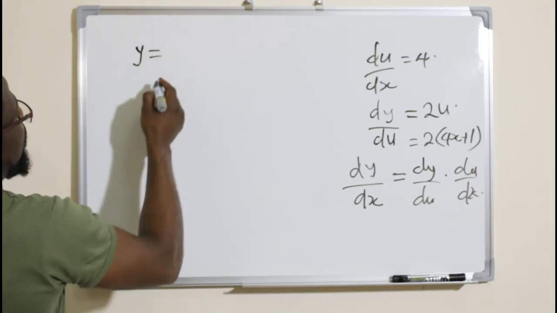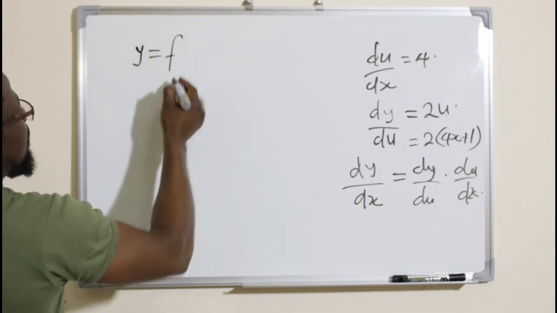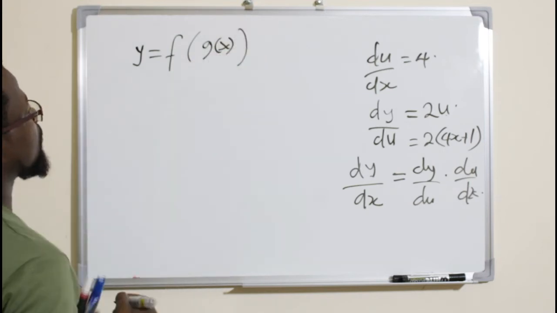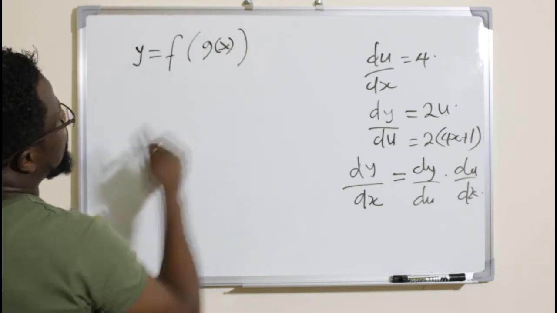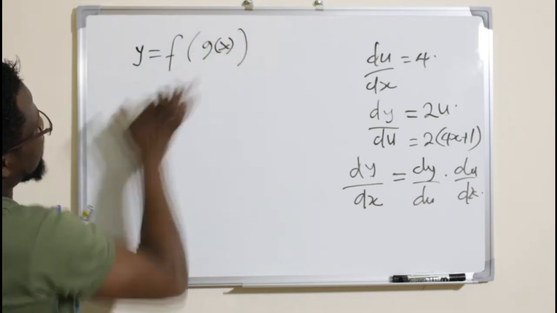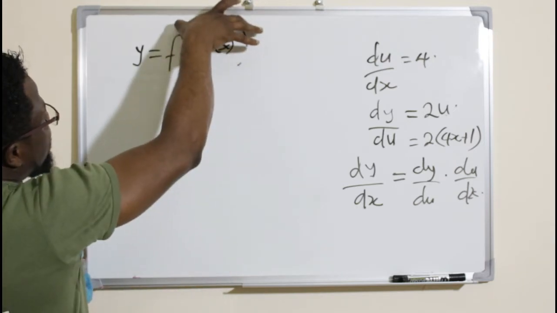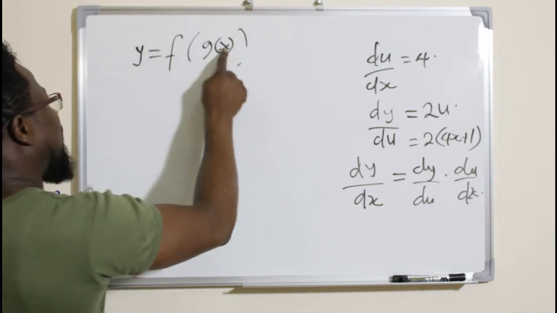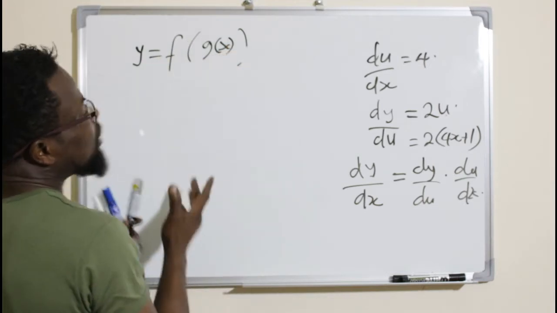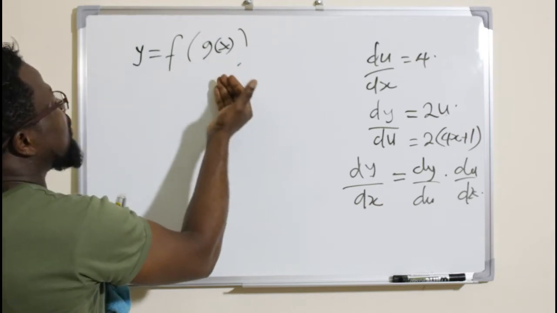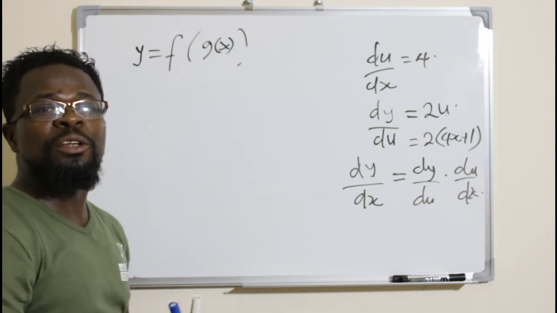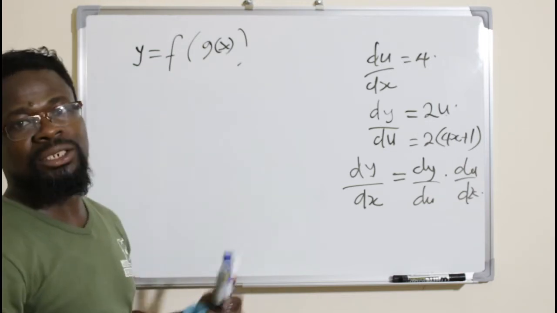y is now equal to a function, and this function is also of another function. So we have a function here, and there is another function. So there is an inside function and there is an outside function. So we have the outside, which is f of g of x. And then we have the inside, which is g of x. And that is why we say it is a function of a function. They are two functions that are combined together, and that gives you what we refer to as a composite function.